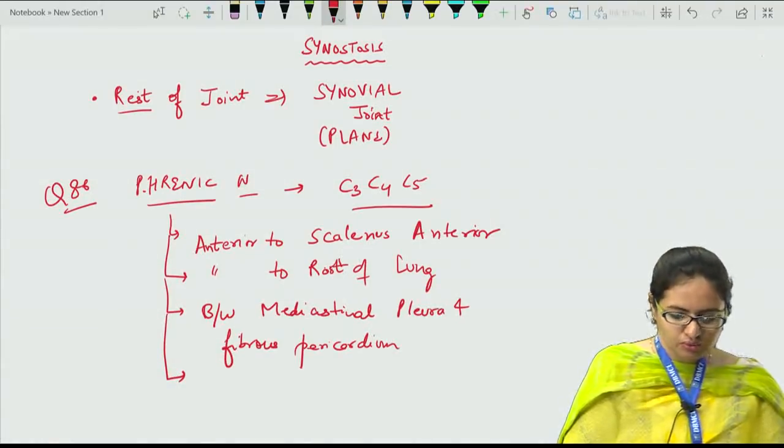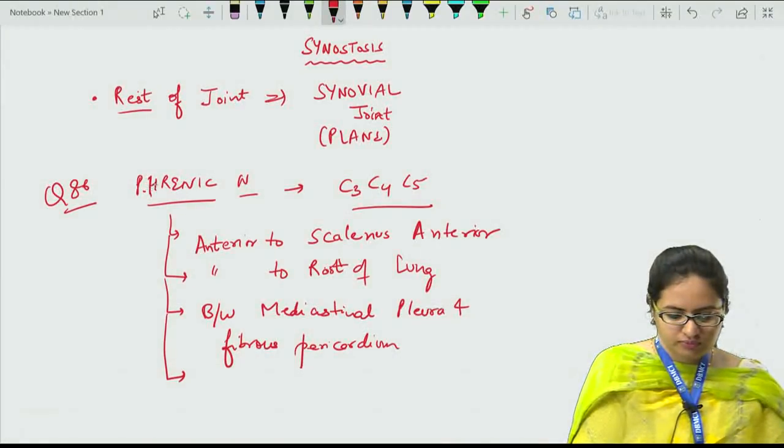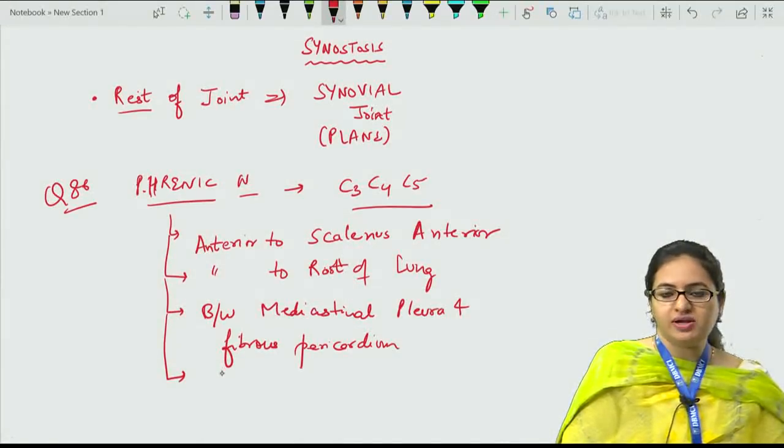Then as it descends downwards, it will supply the diaphragm. So it is the chief motor supply for the diaphragm.